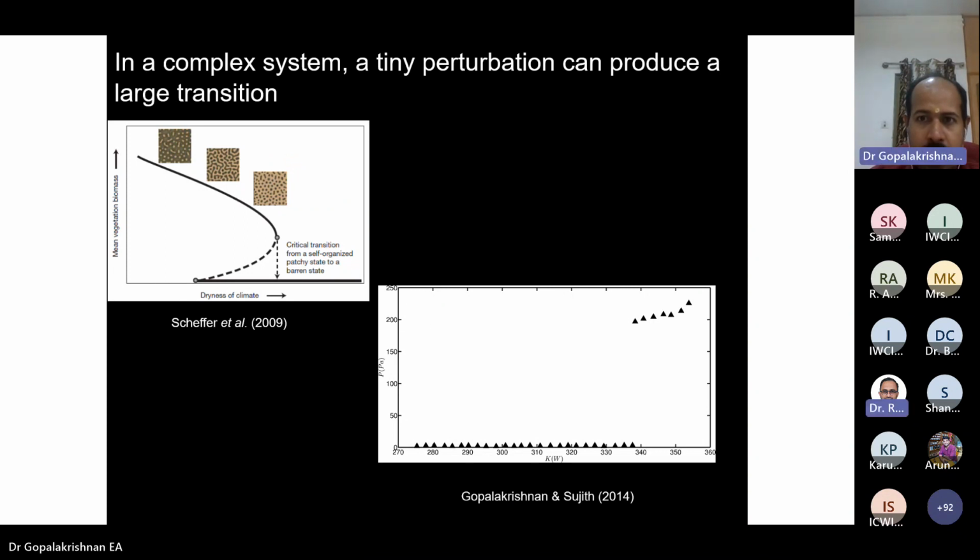In a complex system, a tiny perturbation can produce a large transition.